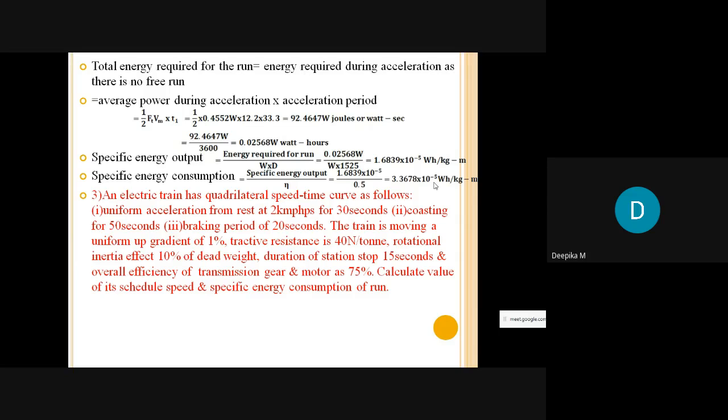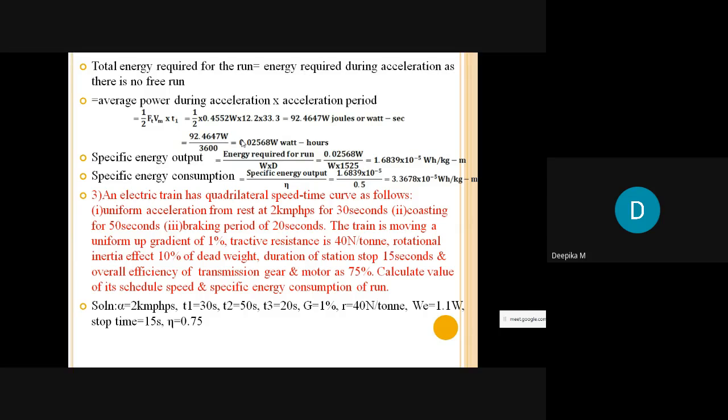So again we have to do the same thing. To calculate the specific energy consumption, we have to know the specific energy output. To calculate the specific energy output, we have to calculate the energy required for the run. Again, to calculate the energy required for the run, we have to calculate Ft, Vm and so on. So let us list out the data.